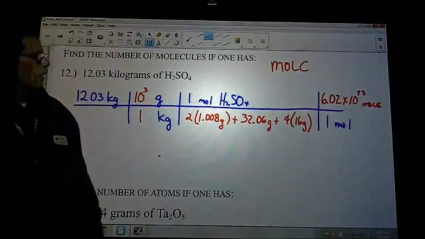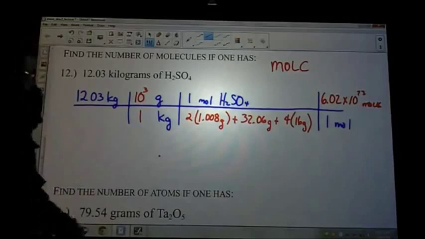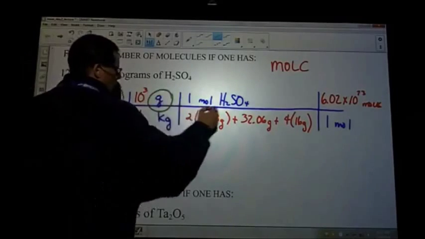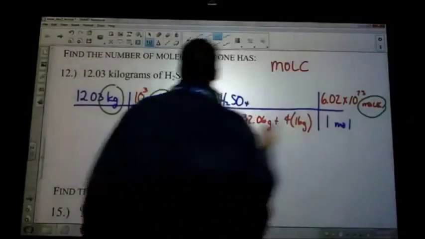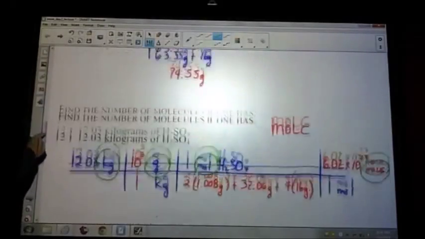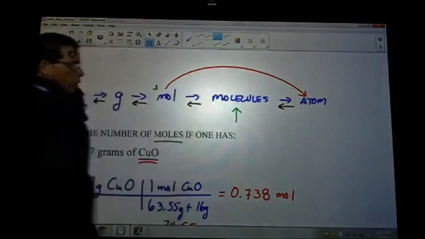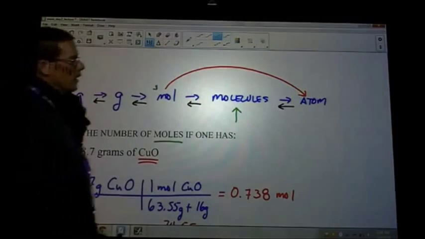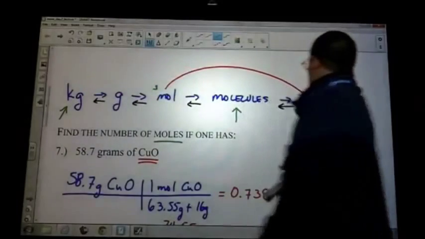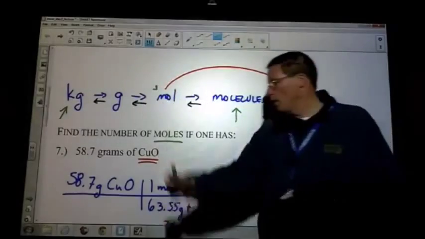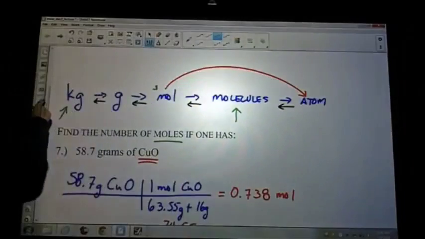That's your call. Now, here's something I want you to recognize. Look at the units. Kilogram, gram, mole, molecule. So whichever direction you're going should be kilogram, gram, mole, molecule on top. If we're going in the opposite direction, then these units will be on top. That's one real quick way to make sure that you're doing the right process here.